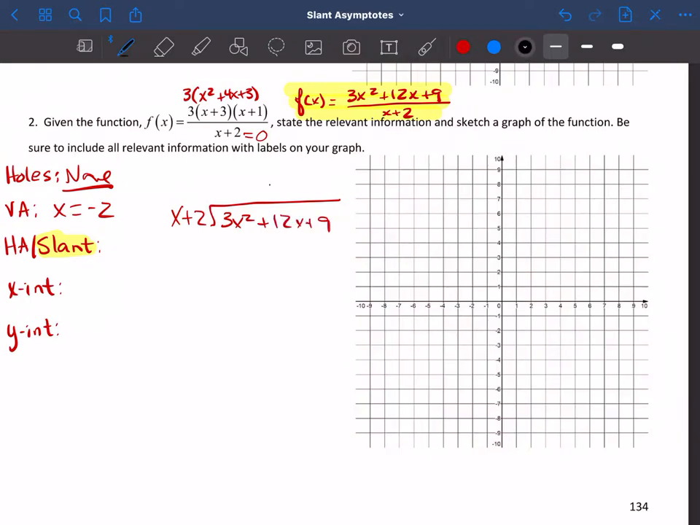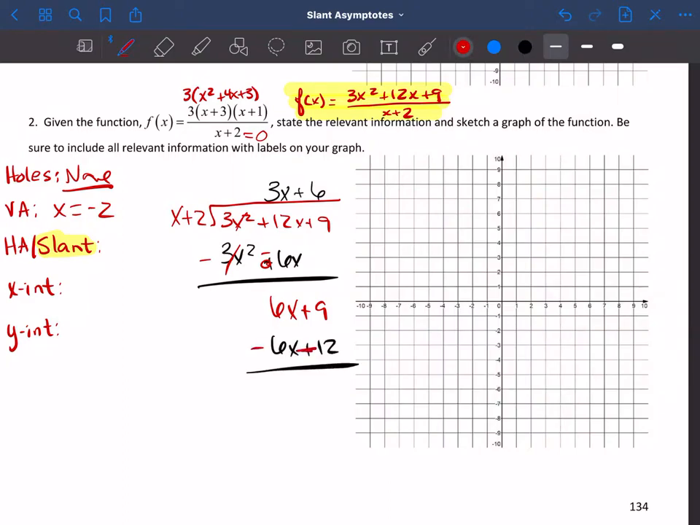So that's going to give us 3x. We get 3x squared plus 6x. We're going to subtract those. So we end up with 6x plus 9. And that's going to be plus 6. So we get 6x plus 12. And then we subtract those, and we get -3. So our slant asymptote is right here. It's y equals, got a little carried away with my circle, didn't I? My slant asymptote is y equals 3x plus 6.